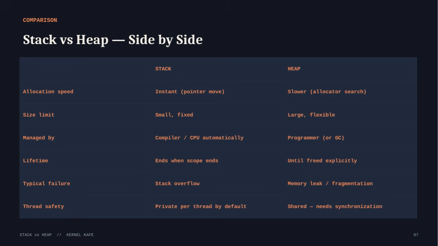Management also differs. The stack is handled automatically by the compiler and CPU, but on the heap, the programmer or a garbage collector must manage allocation and deallocation. Regarding lifetime, stack memory is automatically freed when a function's scope ends, but heap memory persists until explicitly freed, which can lead to memory leaks or fragmentation if not managed properly. Stack memory is private to each thread, making it inherently thread safe, while heap memory is shared among threads and requires synchronization to avoid concurrency issues. These differences are crucial to understanding memory management in programming.